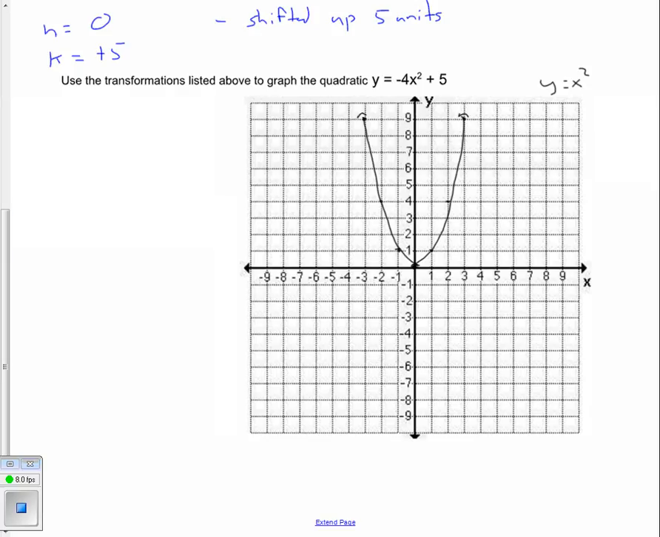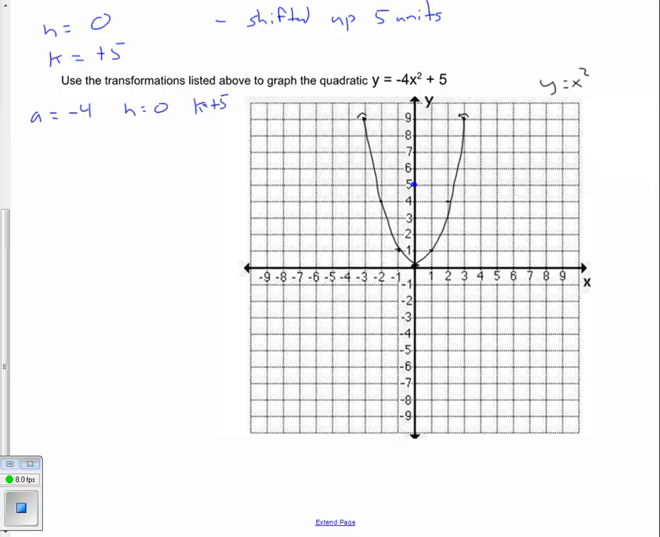So we know that we can graph this next quadratic relation because we know what the shift is. We know again that the a value is negative 4, the h value is 0, and the k value is equal to plus 5. Because there's no change in the h value, the x value still stays 0, but the k value has now been shifted up 5. So now our new vertex is at (0, 5).